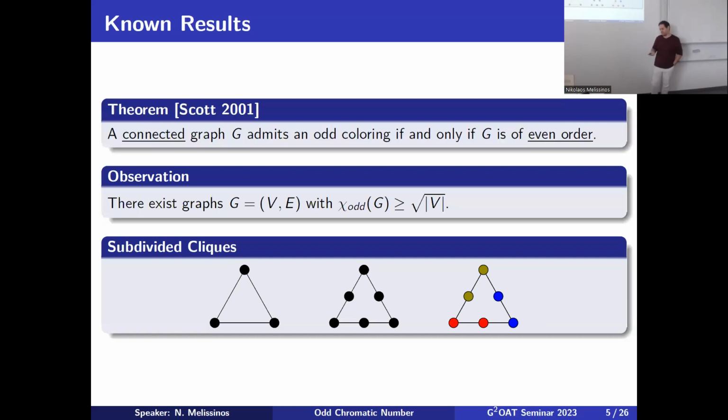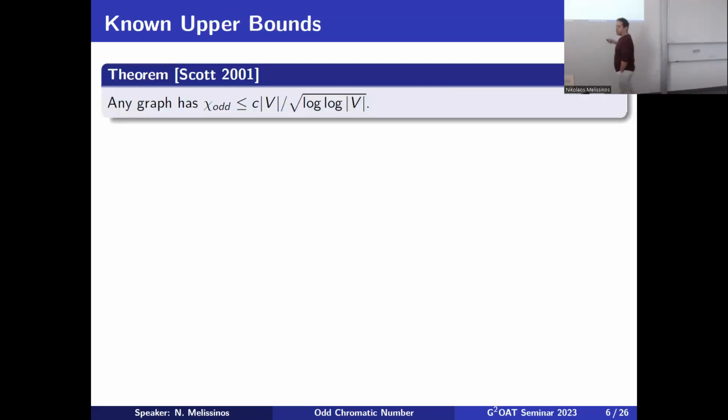What is also known is that this square root of the number of vertices should be a huge number, and we could have some results about that, but unfortunately the only known upper bound related to the number of vertices is this huge upper bound, which is a constant times the number of vertices over the square root of log of the number of vertices.